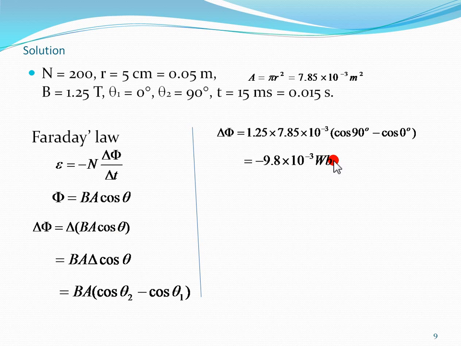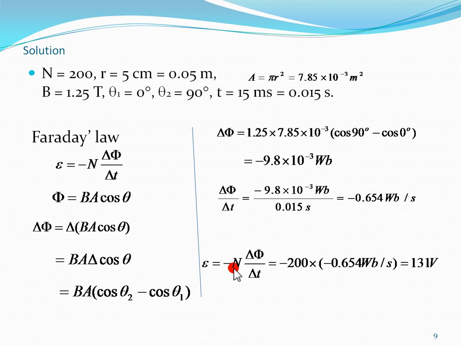To substitute the numbers, we get minus 9.8 times 10 raised to minus 3 webers. Okay, and the rate of change of flux will be divided by the time. You get minus 0.654 webers per second. And E equals minus N delta phi by delta t, negative 200 times minus 0.654, we get 131 volts. This is the induced EMF while the coil rotates through 1/4 of a revolution, from theta 0 to theta 90 degrees.